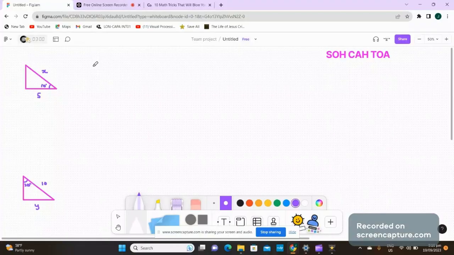G'day guys, today we're looking at trigonometry. We're going to be looking at finding the unknown sides and angles of a right angle triangle. A right angle triangle is one that's got a 90 degree angle in it.